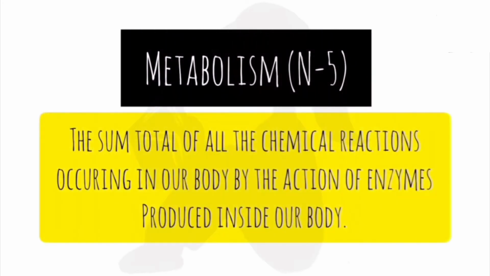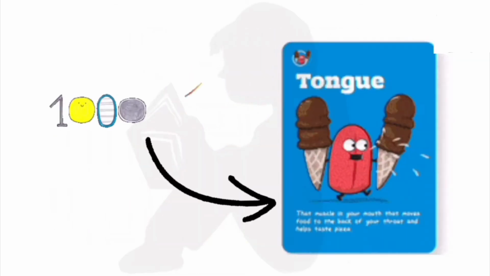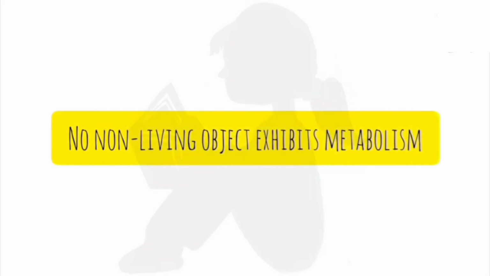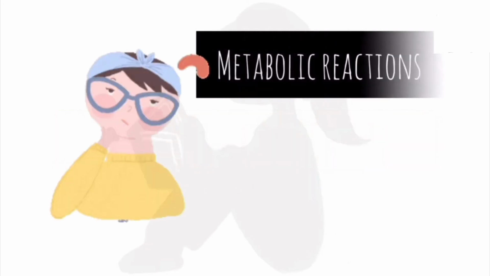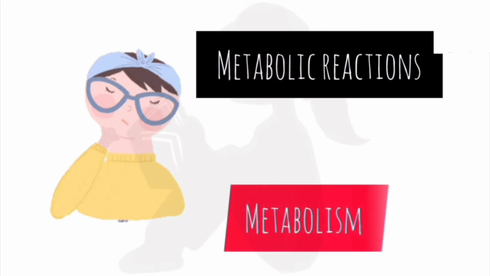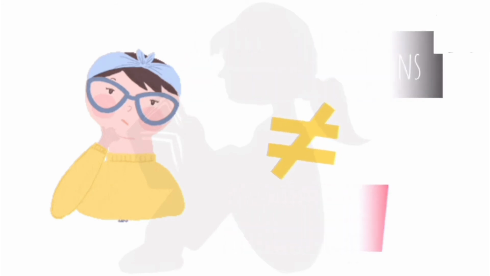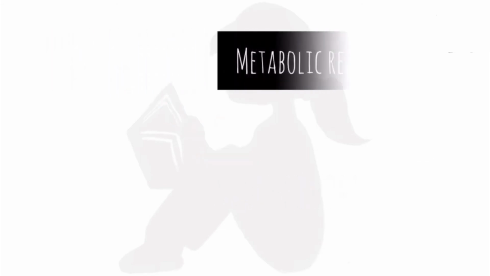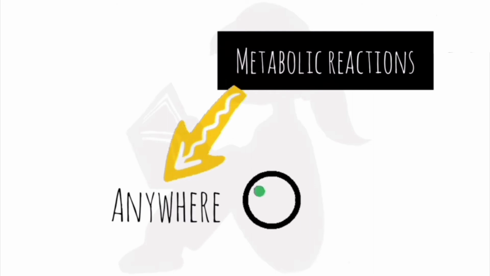Now first is metabolism. Metabolism means the sum total of all the chemical reactions occurring in our body by the action of enzymes produced inside our body. There are thousands of metabolic reactions occurring simultaneously inside all living organisms, both unicellular and multicellular. And also no non-living object exhibits metabolism. But don't get confused with metabolic reactions. Metabolism and metabolic reactions are different. Metabolism doesn't exist in any non-living object, but metabolic reactions can happen anywhere irrespective of living or non-living.